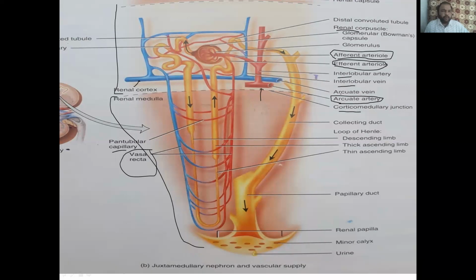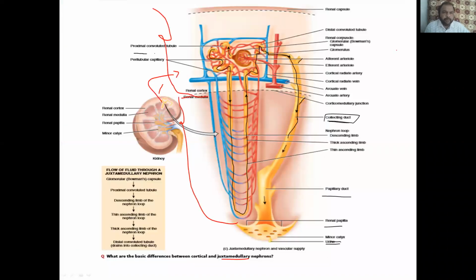Not shown here is a proximal convoluted tubule. Okay, so it's a proximal convoluted tubule. If you want to see this label, proximal convoluted tubule, and these are called the peritubular capillary. These branches are called the peritubular. Since they are parallel to the tubule, it's called the peritubular capillary. Bigger branches are called the interlobular artery, interlobular vein, and then these are called the peritubular capillary.